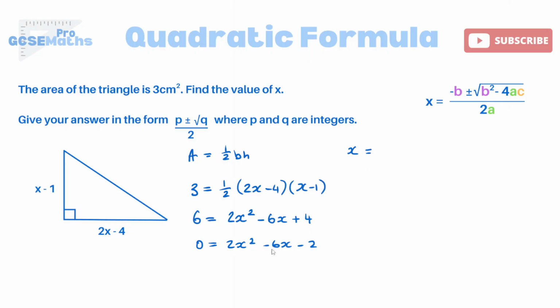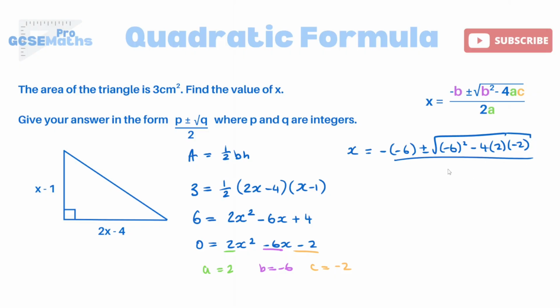So minus b, this is another one of those examples where the b is already negative. b is minus 6, so I'm subbing in a negative to a negative already. So negative 6, plus or minus the square root of b squared, so minus 6 squared technically, minus 4 times a, which is 2, and then multiplied by c, which is minus 2, over 2a.